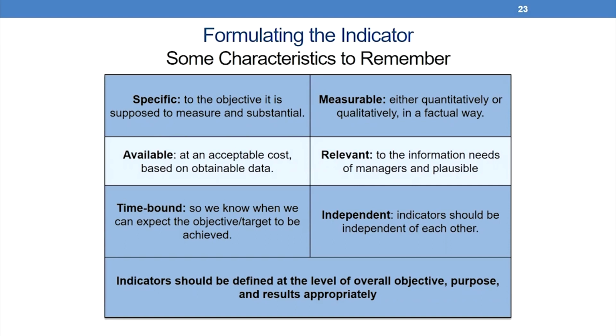Available, it should be what we are trying to measure, available at an acceptable cost based on obtainable data. It should be time bound, so we know when we can expect the objective or target to be achieved. It should be measurable either quantitatively or qualitatively in a factual way, relevant to the information needs of managers and plausible, and indicators should be independent of each other. So, these indicators should be defined at the level of overall objective, purpose and results appropriately.